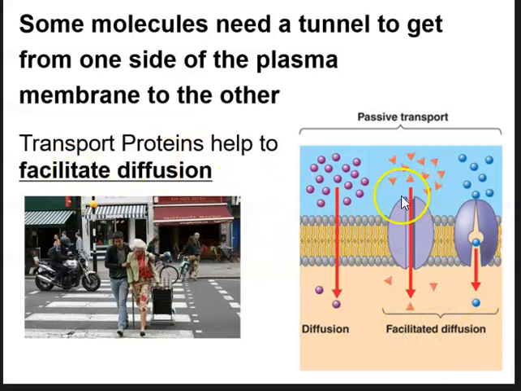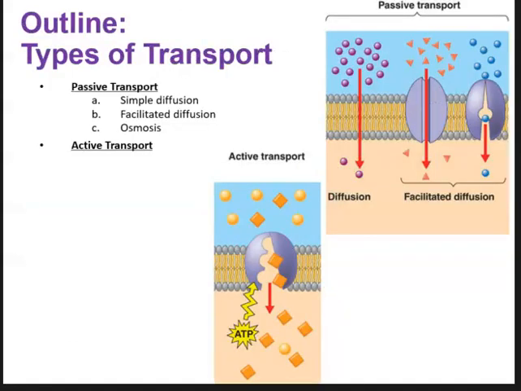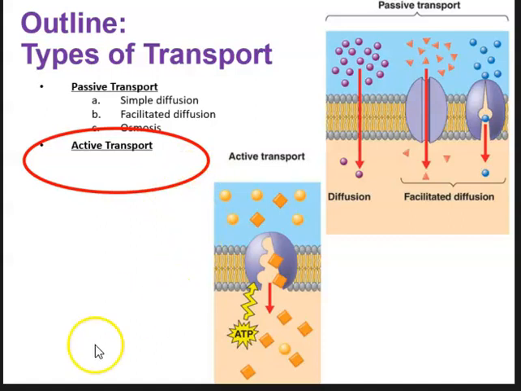So the transport proteins that are embedded within the phospholipid bilayer help to facilitate diffusion, help the molecules go from an area of high concentration to an area of low concentration. Again, this is a type of passive transport, and this requires no energy. Sort of opposite that, we have active transport. Again, active transport requires ATP to allow for transport of molecules from one side to another, and we'll talk about that more in just a little bit.